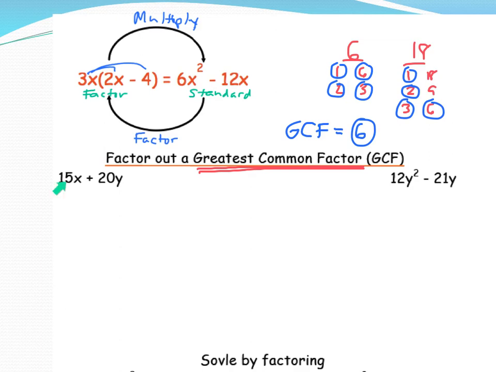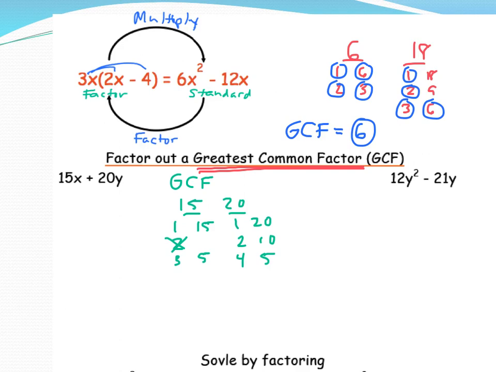Here I have a polynomial with 15x and 20y. What I want to do is factor this polynomial by taking out a greatest common factor. So let's first figure out what the greatest common factor is. If I look at the numbers, I have 15 and 20. If you want to write the factors on the side, I have 1 and 15, 2 and nothing goes in, so 3 and 5. All right, that's it. For 20, 1 and 20, 2 and 10, 4 and 5. And that should be it there.